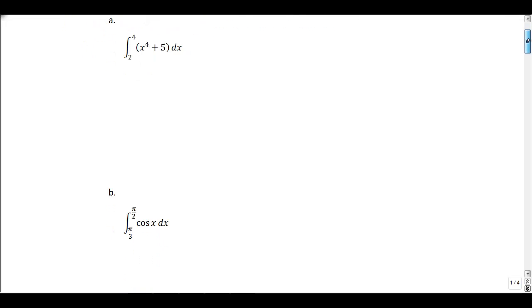So the first one, we're going to do an integral from 2 to 4 of x to the fourth plus 5 dx. What we're going to do here is first of all find an antiderivative. So we have to find something that will differentiate to x to the fourth. Now the general rule, so this is an indefinite integral. Maybe let's write this in red over here.